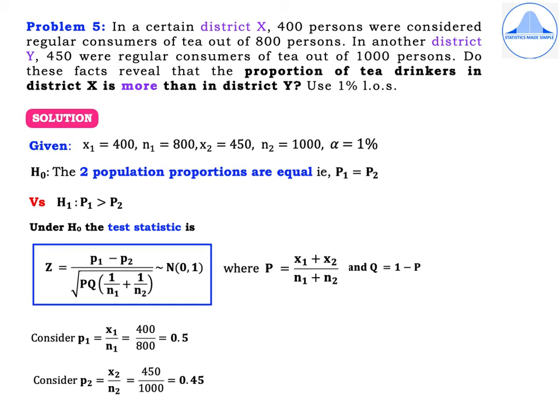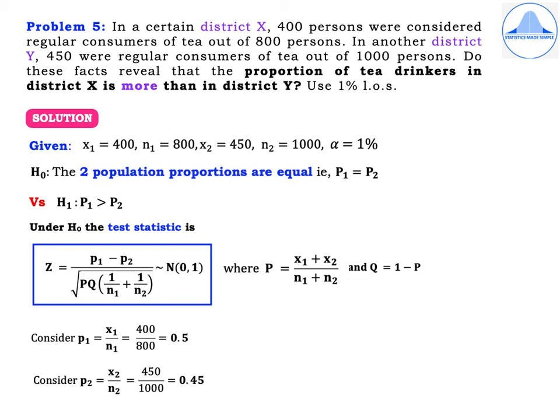So under the solution, let us list down the values which are given. That is, x1 is 400, n1 is 800, x2 is 450, n2 is 1000, and alpha is 1%. So H0 will be the two population proportions are equal, that is capital P1 is equal to capital P2. Now the question asked is, does the proportion of tea drinkers in district X is more than in district Y? So it will be a right-tailed test, versus H1: P1 is greater than P2.